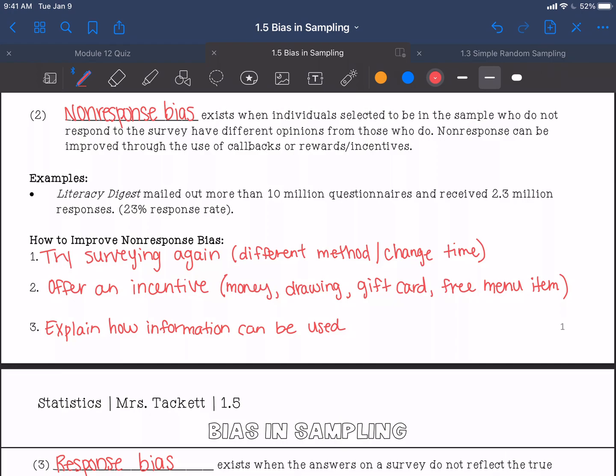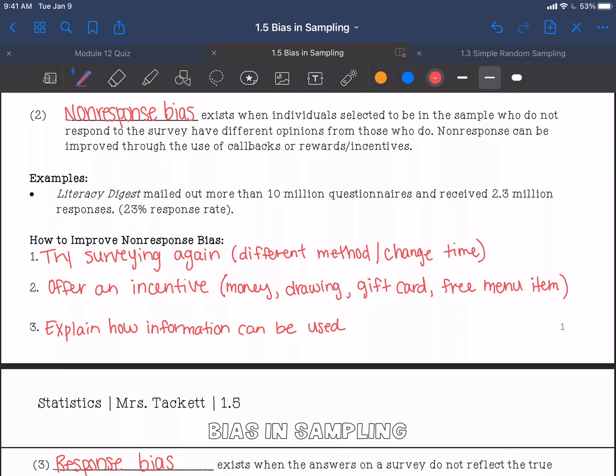So if you were already calling people to ask, maybe call and ask at a different time. Second thing you can do is offer an incentive, and there's pros and cons to this. But for example, you could offer money to take a survey, or a lot of times you'll see if you take the survey, you'll be entered to win a drawing for an iPad, whatever it is.